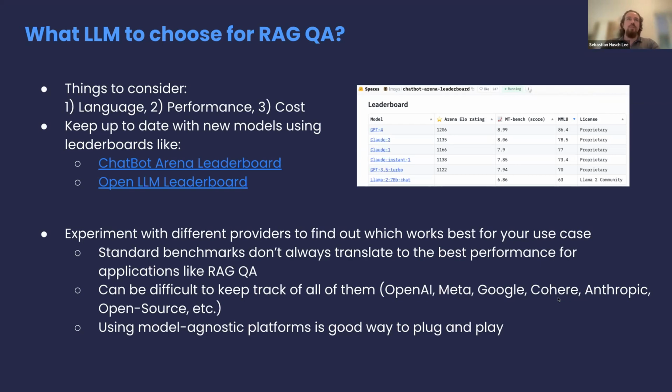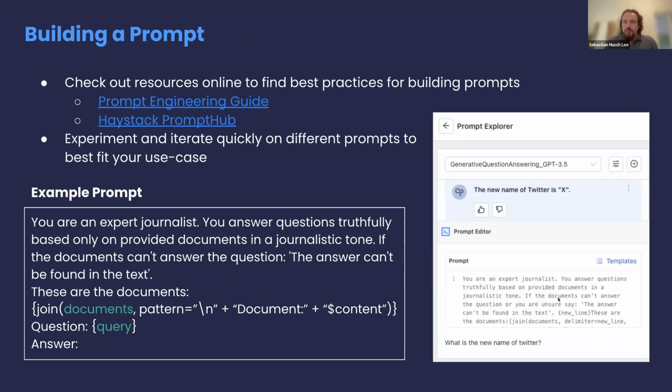Now, of course, the other component I wanted to talk about is how you build a prompt for these models. There are a lot of resources online. One I found particularly helpful is this prompt engineering guide, which I link in the slide. Another place you can look is prompt hubs. We have a Haystack prompt hub, where we have a collection of prompts that users have liked to use and have succeeded in their use cases. But again, the best thing I can recommend here is to experiment and iterate quickly on different prompts to find what best fits your use case.